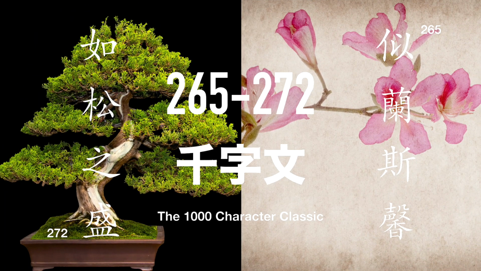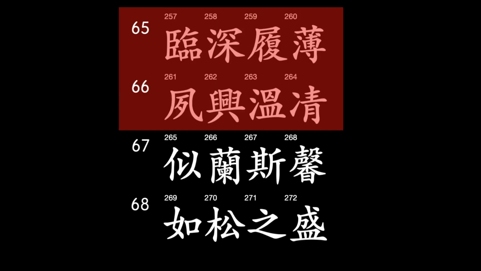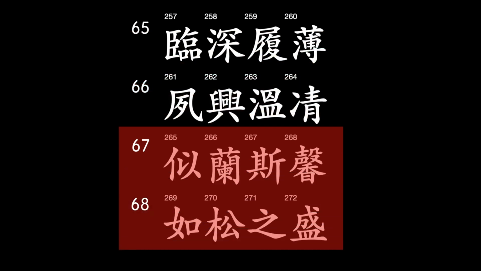In this lesson, we will look at characters 265 to 272 of the 1000 character classic, the 1500-year-old Chinese classic in which no characters are repeated. In the last lesson, we looked at lines 65 and 66, which advised us to tread lightly in serious matters and have a routine of waking up early. In this lesson, we look at lines 67 and 68, which evoke the fragrance of an orchid and praise pine trees.